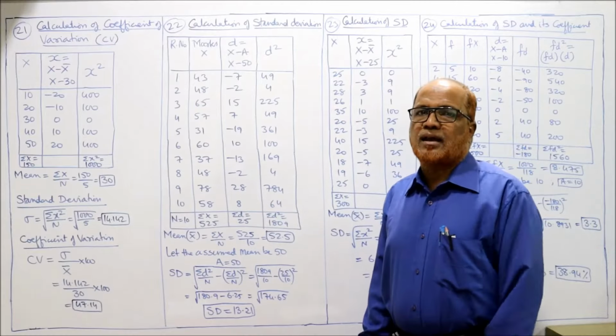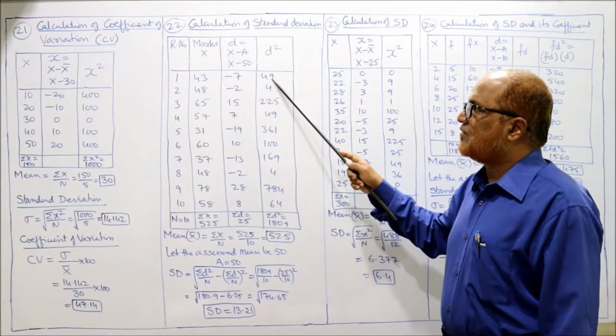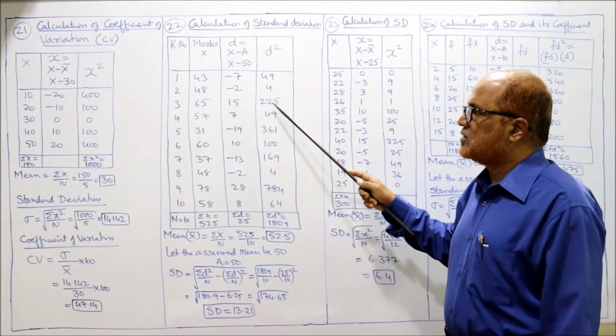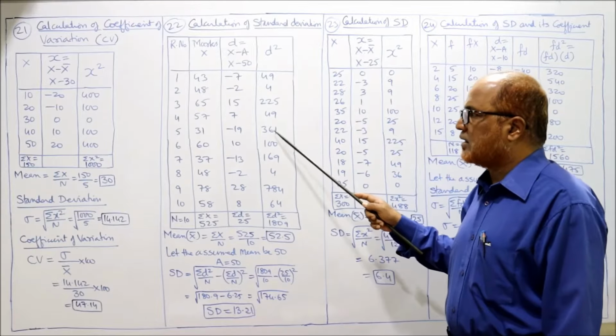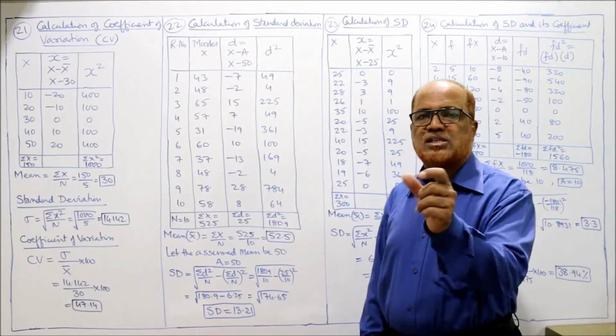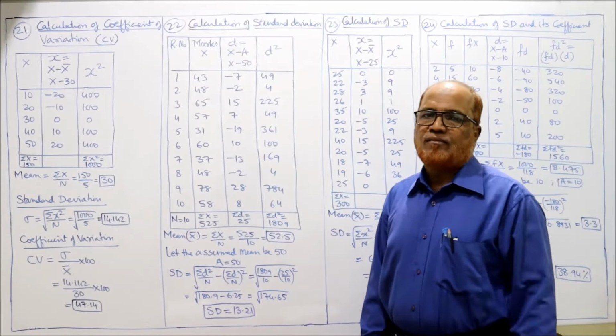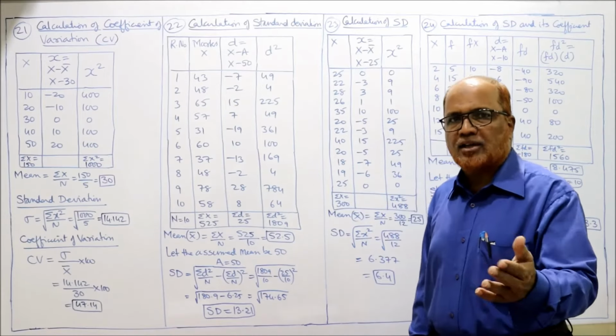अब स्क्वायर करेंगे, d स्क्वायर. ये सारे वैल्यूज को स्क्वायर. 7 sevens are 49, 2 twos are 4, 15 square 225, 7 square 49, 19 square 361. देखिए माइनस को जब स्क्वायर करते हैं तो प्लस हो जाता है. Minus into minus will become plus. When you square any value, all the values will get positive. चाहे नेगेटिव भी रहेंगे तो पॉजिटिव हो जाते हैं.